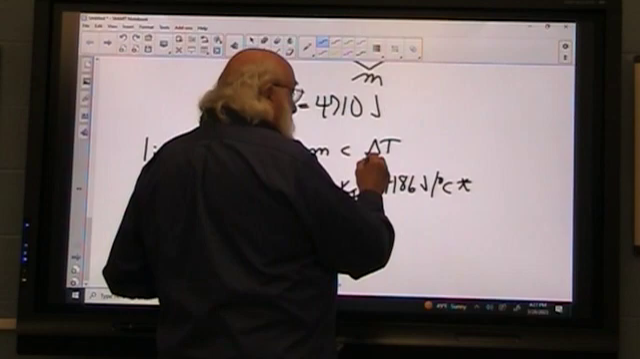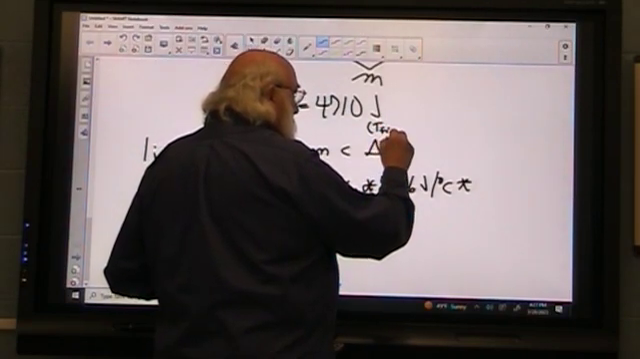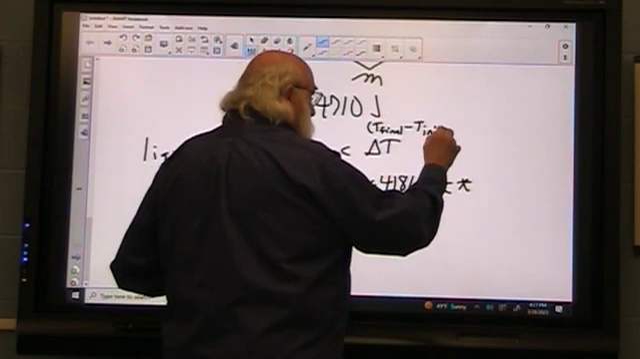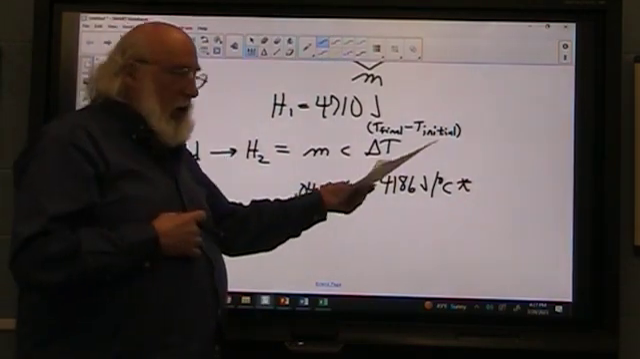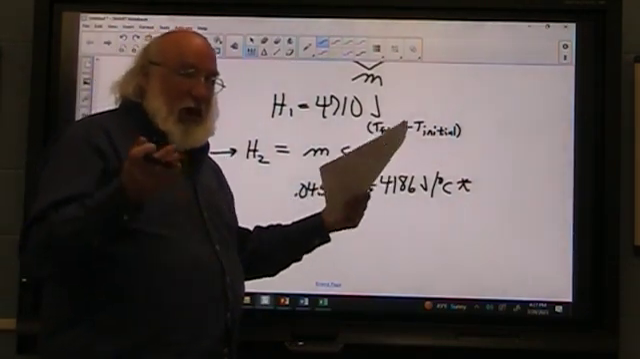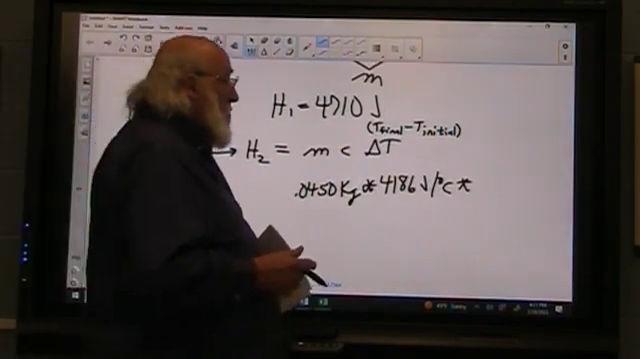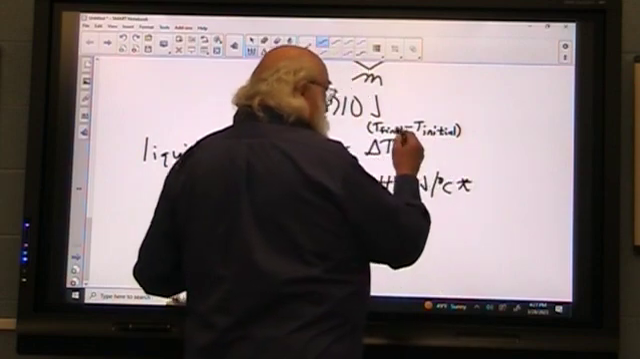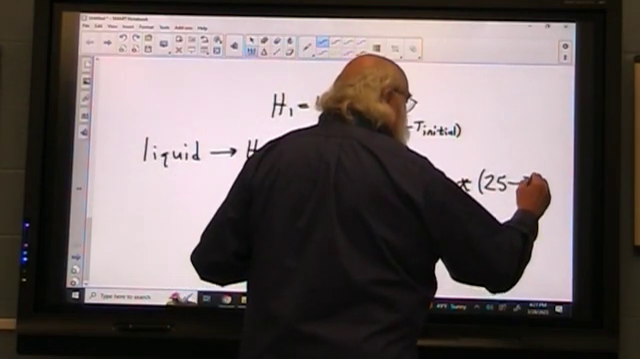Now when we say change in temperature, it's always the final temperature minus the initial or beginning temperature. That's generally how deltas work. And this is the Greek letter for D. Delta means difference. It's the difference or the change of the temperature. And in this case, it started off at 0 and ended up at 25. So it's 25 minus 0 degrees Celsius.